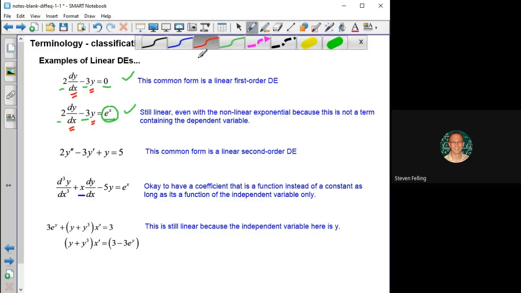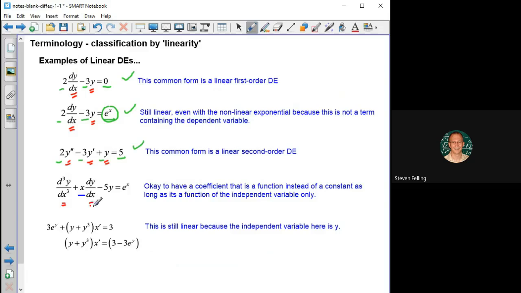Okay, here we've got, again, y prime. So y is the dependent variable. So we have a y prime term, a y double prime term, y prime, y. All of those are linear. There's no squares. And then the coefficients are 2, -3, 1, and 5. All of those are either constants or functions of x. That's fine. Okay, let's look at this. We've got dy, so y is a dependent variable. We've got a third derivative, a first derivative, and a y. And if you look at the coefficients, 1, x, -5, e to the x, all of those contain no y's. They're either constants or only functions of x.